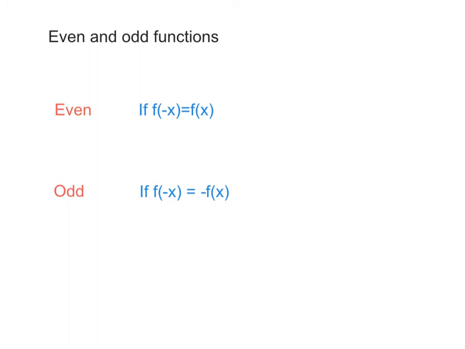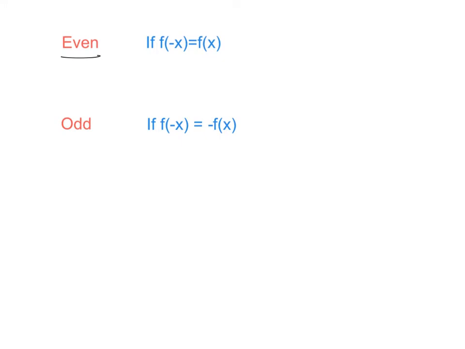So here are the rules you have to have memorized for even and odd functions, and functions being the key word. If a function is even, then it follows the rule: if f of negative x equals f of x, we call this function even. Odd follows the rule: if f of negative x equals negative f of x, we refer to it as an odd function. So let's go ahead and test a few examples.